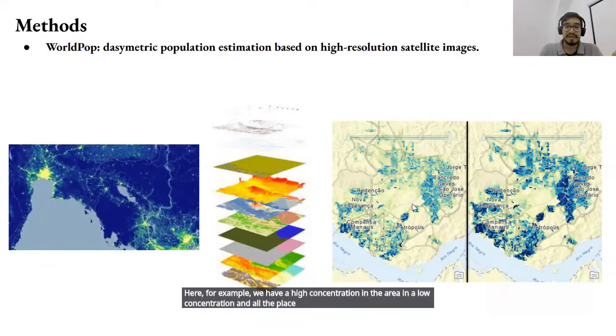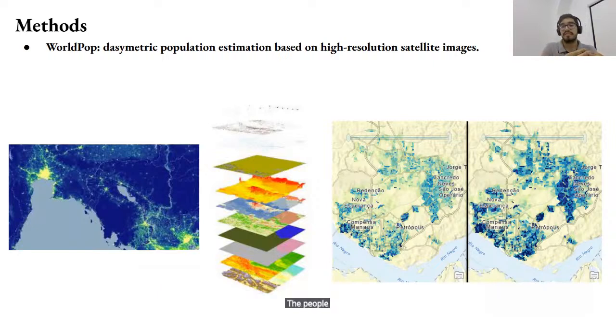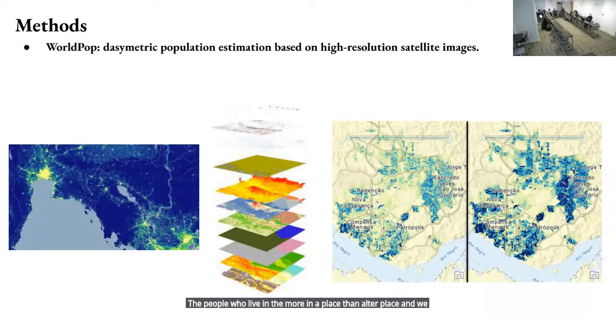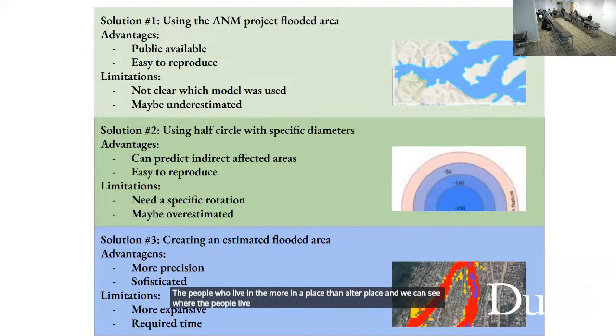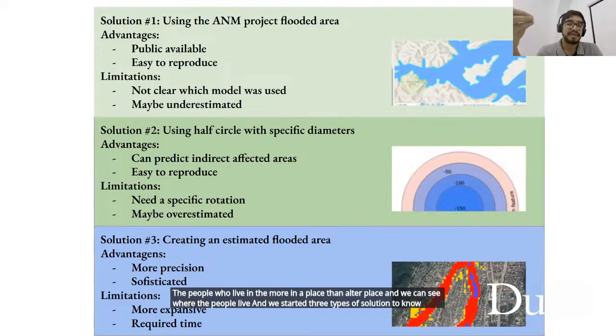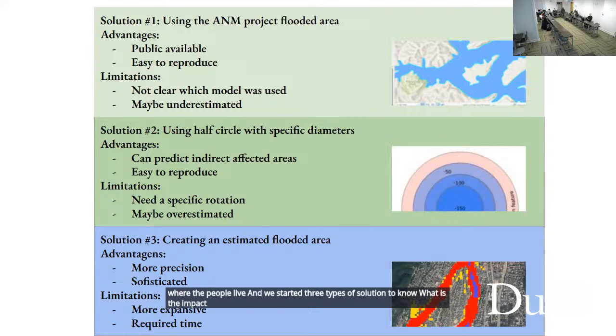The big advantage is that we can see the distribution of the population in a specific region: the people who live more in one place than another, and we can see where the people live. And we studied 3 types of solution to know what is the impact of a dam break.